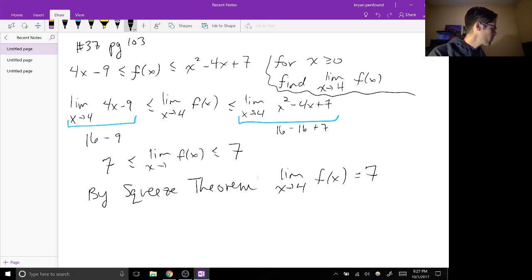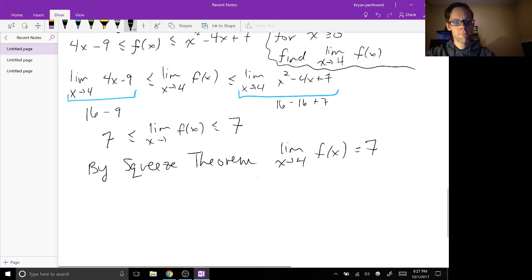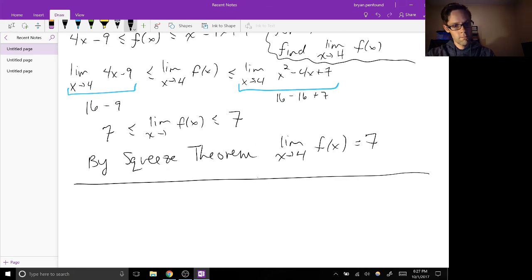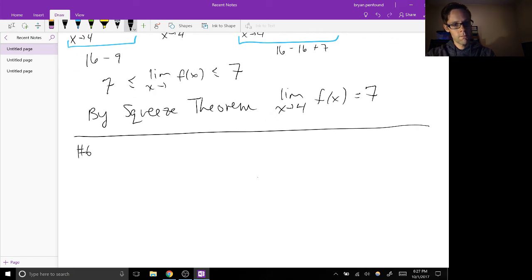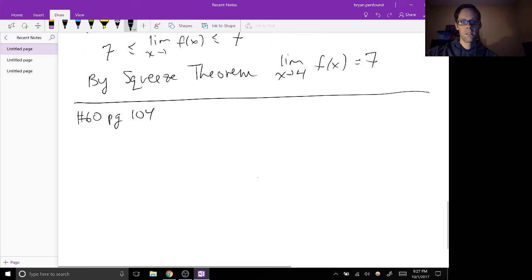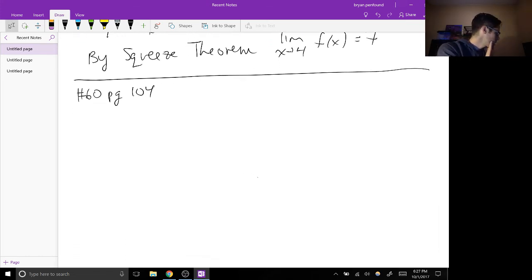Okay, and I think we have one more from the limit section, number 60. So number 60 on page 104. And then I'll do a little bit of work with some average values. Okay, so what does number 60 say?